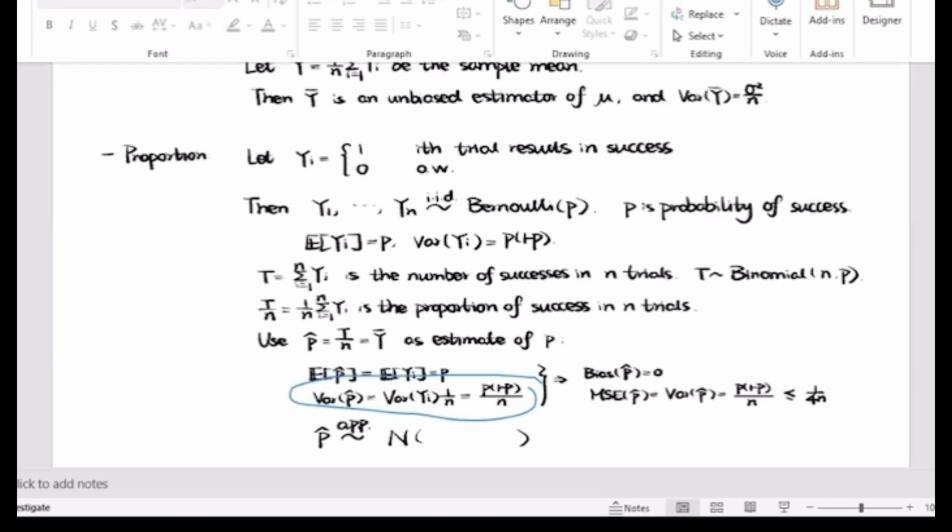What is this asking me? The distribution of p cap. The first one, the mean is going to be p. The variance is going to be p into 1 minus p over n.